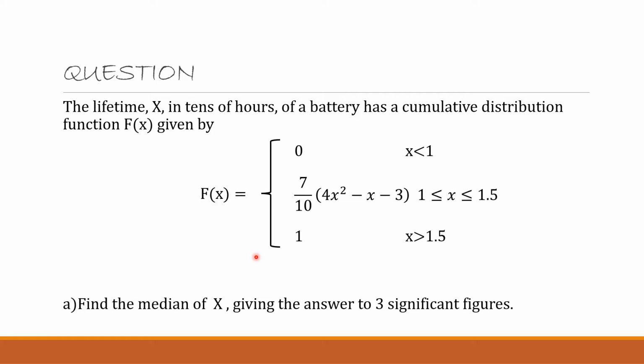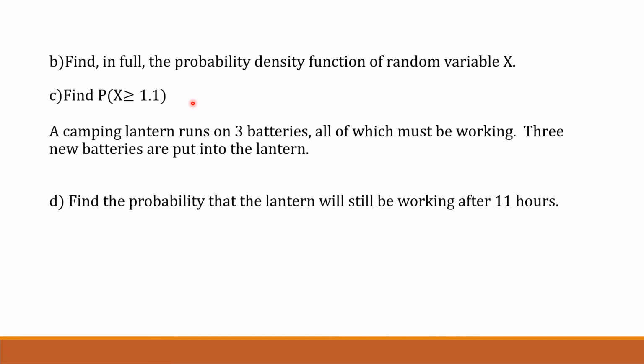So we have to solve 4 parts. For the first part we have to find the median of x, giving the answer to 3 significant figures. Next we have to find the probability density function of random variable x. For part C we have to find the probability of x greater or equal 1.1. Then it is said that a camping lantern runs on 3 batteries, all of which must be working. 3 new batteries are put into the lantern. So we have to find the probability that the lantern will still be working after 11 hours.